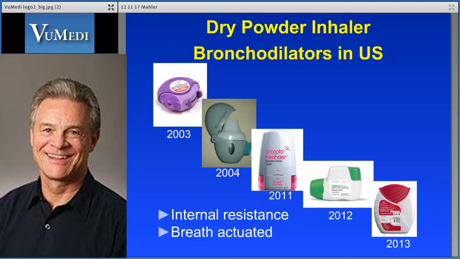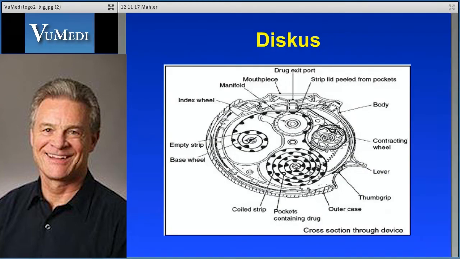This slide shows the internal components of the Discus device, a widely used dry powder inhaler. Note at the bottom is this coiled strip, and the black gumdrop shaped objects are pockets containing the medication. When the lever is pushed, the coil rotates and deposits the powder in the manifold. Above the manifold is an exit port which provides resistance to inhalation, and the mouthpiece is noted above.